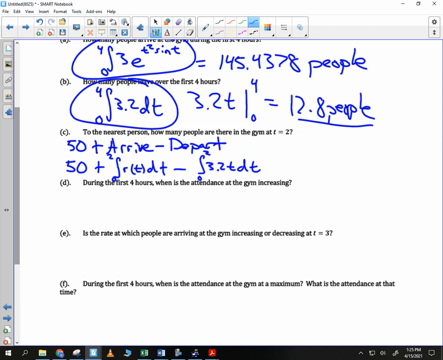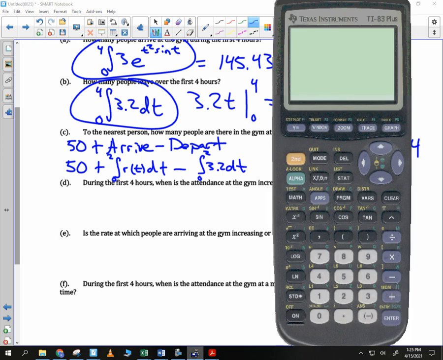So this shouldn't be any big deal. I'll just do 50. Whoops, 3.2, excuse me, no t. Yep, 3.2 dt. So I have 50, and I'm going to add to that this guy. And what is it that I'll subtract? What does the integral from 0 to 2 of 3.2 dt look like? 6.4. So it looks like 6.4 people have left, but I've got to add the people that arrived.